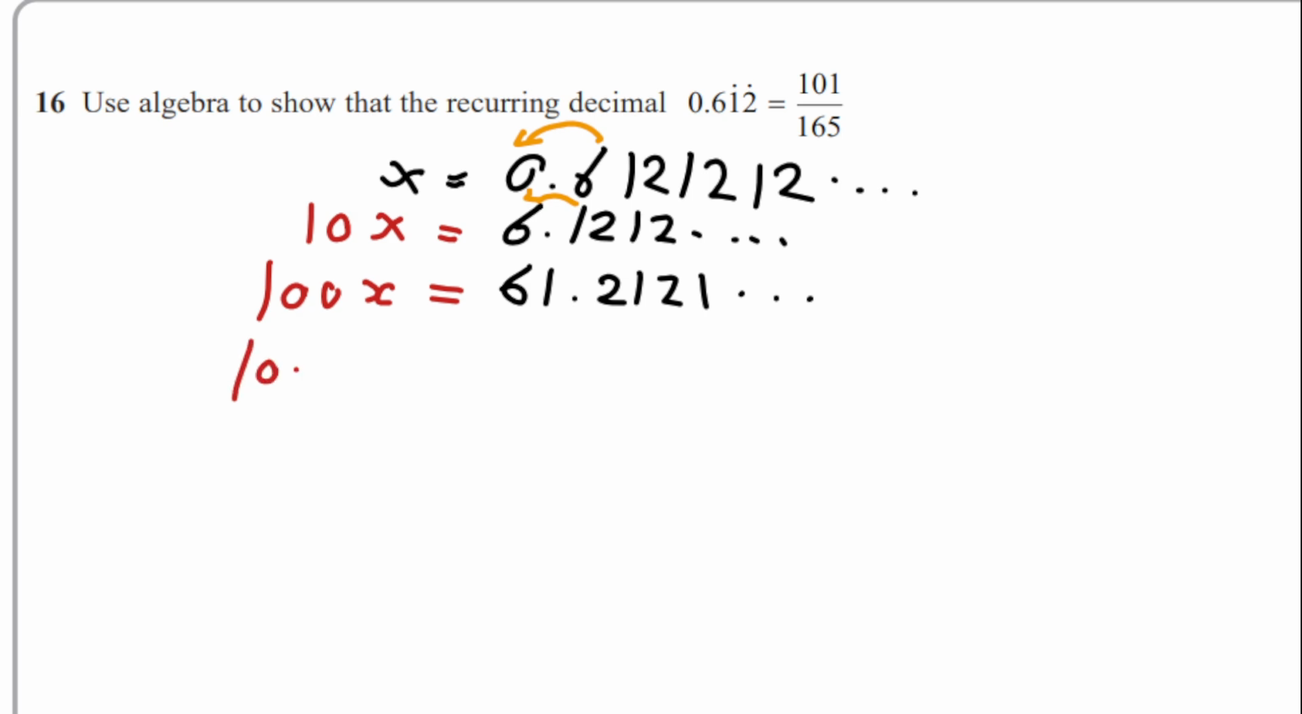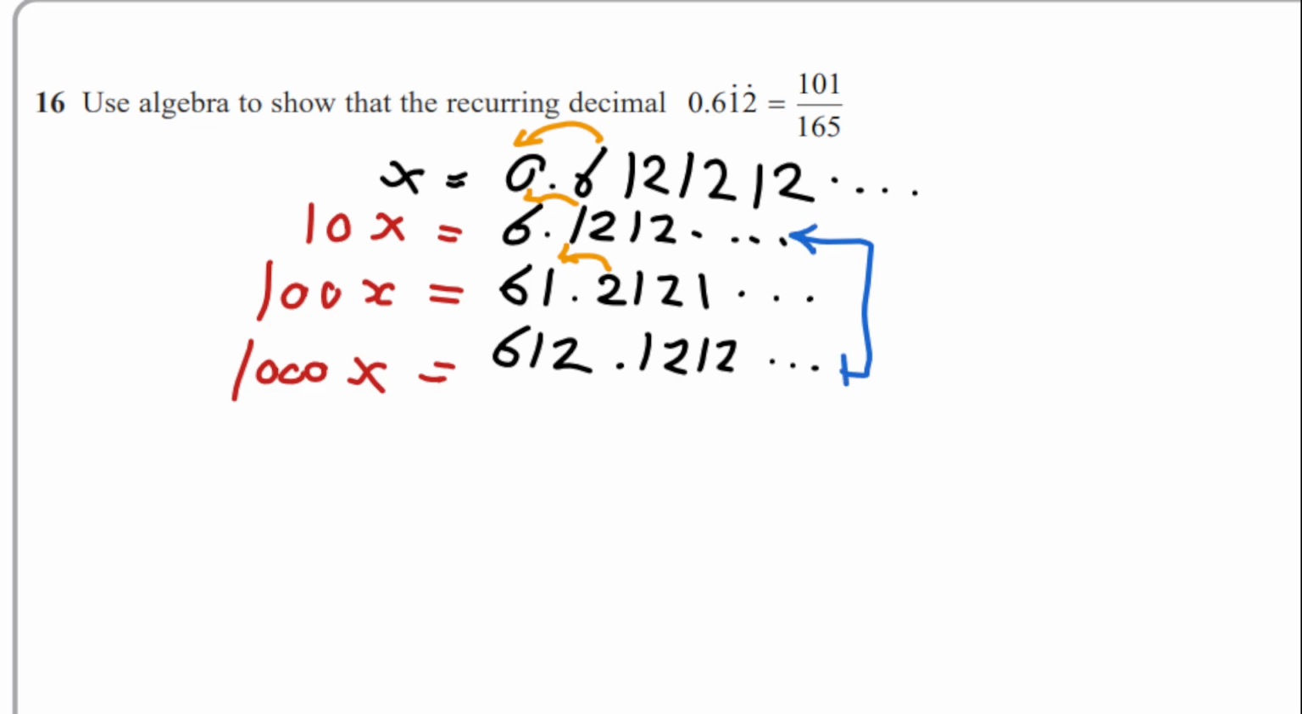It's going to be 1000x equals. Again, this will jump here, so it will be 612.1212 forever. Now compare. Obviously, these two look alike. They both have 1, 2, 1, 2, 1, 2 in the decimal part. Then we'll just do this minus that.